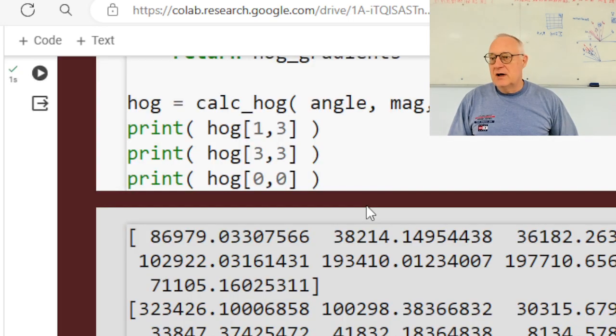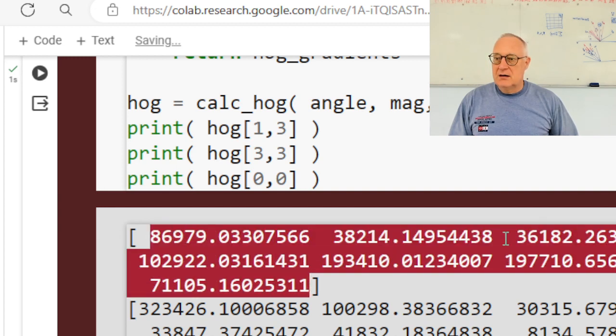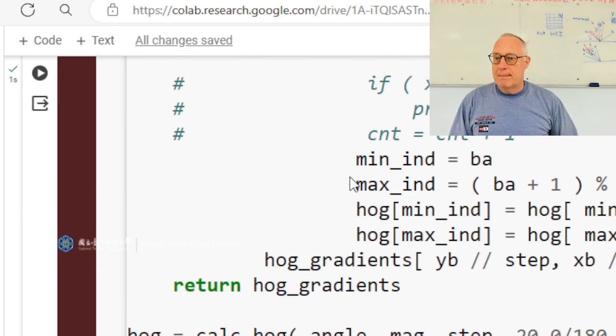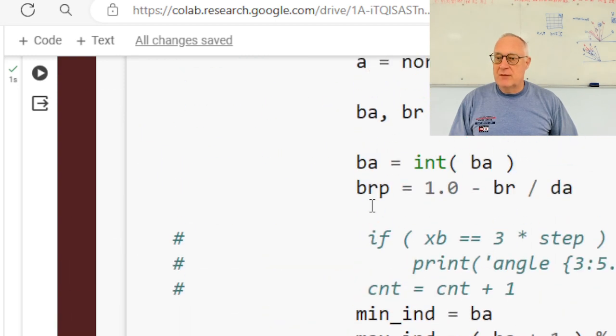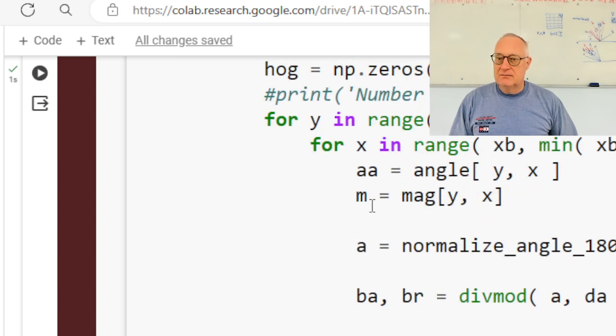So in my HOG array, basically each one of those is going to be an array of 9 numbers, corresponding to the number of pixels multiplied by the contribution for that particular gradient.